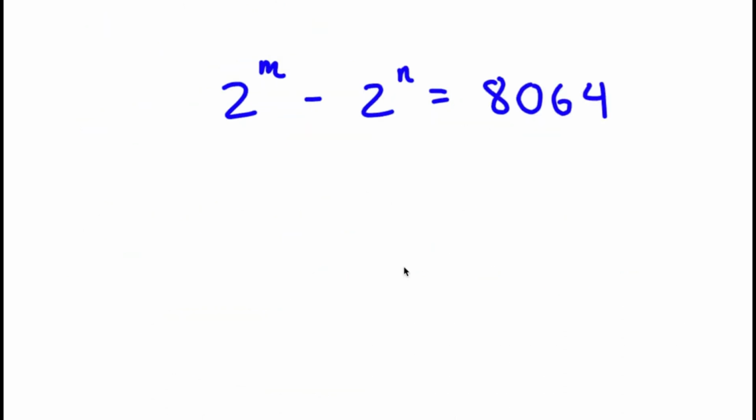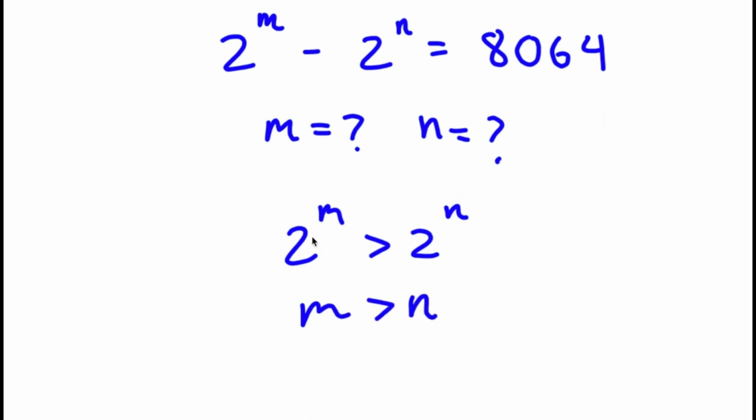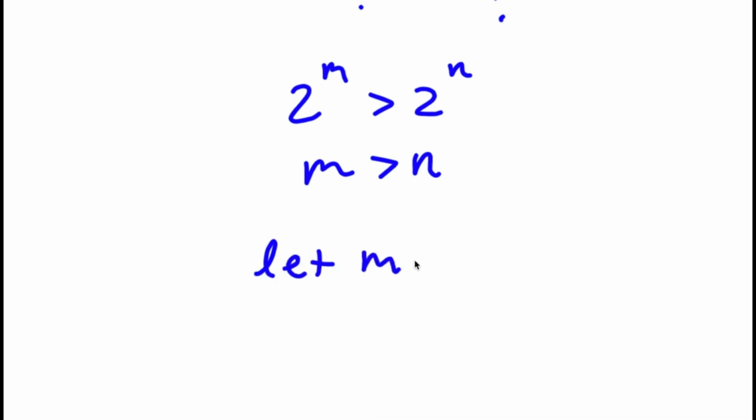Alright guys. So in this equation, I have 2 to the power of m minus 2 to the power of n is equal to 8,064. So I want to find the value of m and n. So, because 2 to the power of m minus 2 to the power of n is positive, we know that 2 to the power of m is greater than 2 to the power of n, meaning that m is greater than n, because both of these are the same bases. So I'm going to let m equal n plus k, and k is an integer.